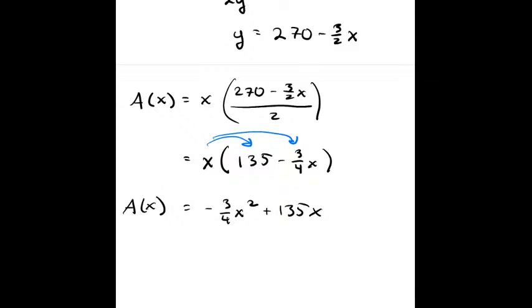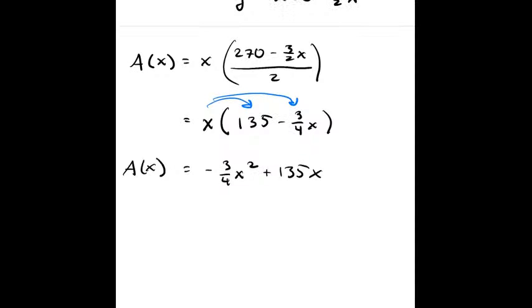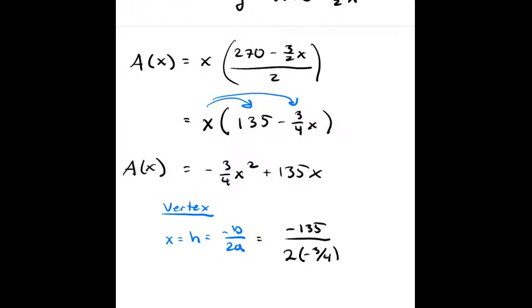So we can actually just jump straight to the vertex, right? This is the vertex formula. So for the vertex of the parabola, we want the x-coordinate of the vertex, which is our h, is going to be negative b over 2a, right? So then this is going to be negative 135 over 2 times negative 3/4, right? Okay, so double negative is positive.